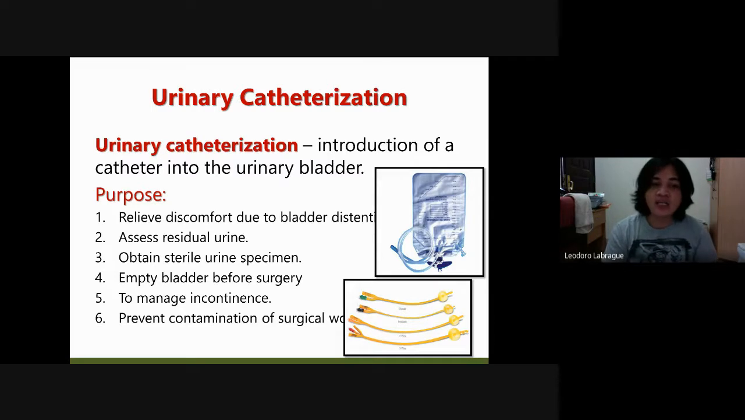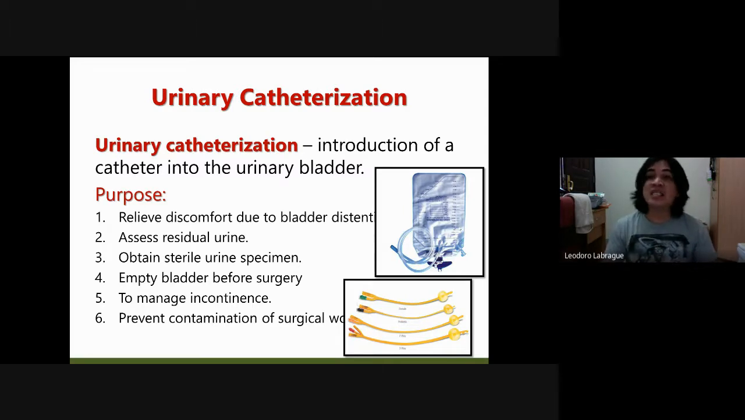Or to assess residual urine. If the patient has urinary retention, the bladder cannot be emptied totally, and you need to examine the component of the residual urine, you insert a catheter. If you want to obtain a sterile urine specimen for urine exam, you can use urinary catheterization also. If the patient is for surgery, you insert a catheter also.